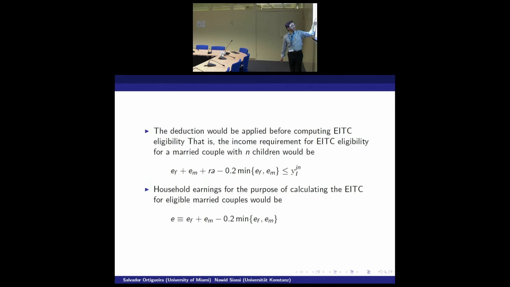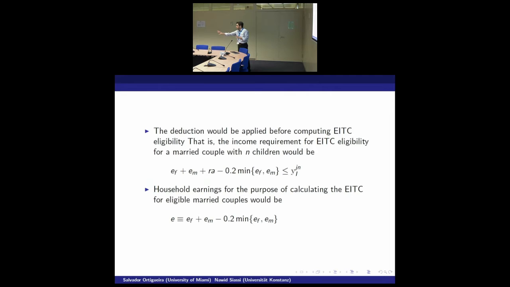That is, earnings will be the sum of the earnings of the female and the male minus 20% of the earnings of the secondary worker. This is just for the sake of the eligibility and benefits of the earned income tax credit. So this 20% is as if it was not earned, in order to choose eligibility and benefits for the EITC. So this is obvious, it's straightforward, right?